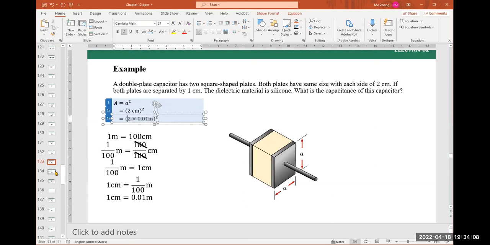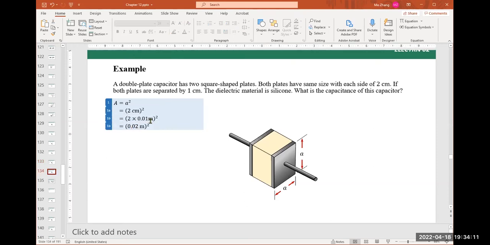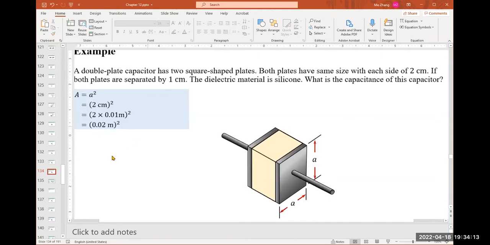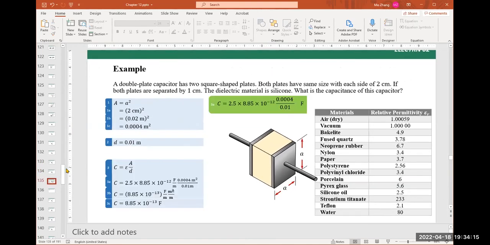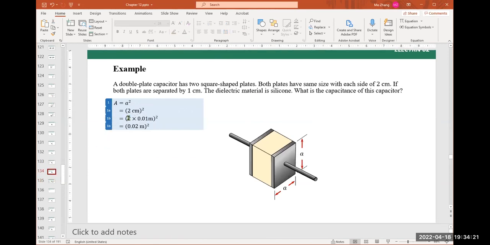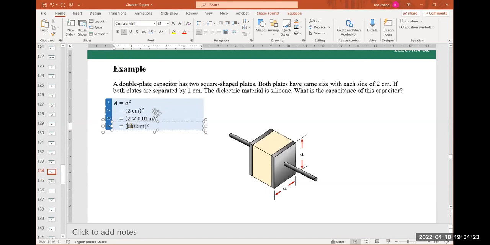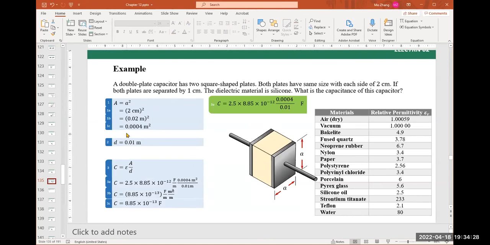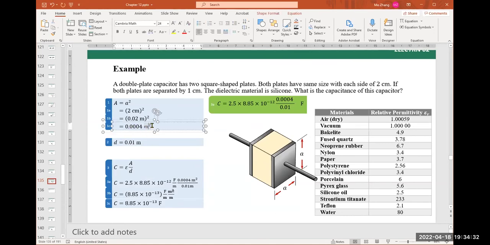And now we enter this number into the calculator. We get the following number. So from here, 2 times that equals 0.02, and then we square it. Once we square it, it's 0.0004 meter squared. So this is the area of each plate.